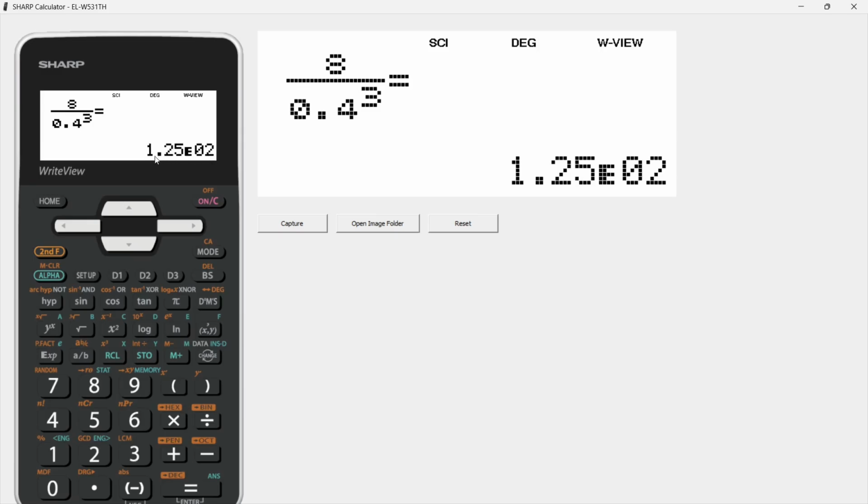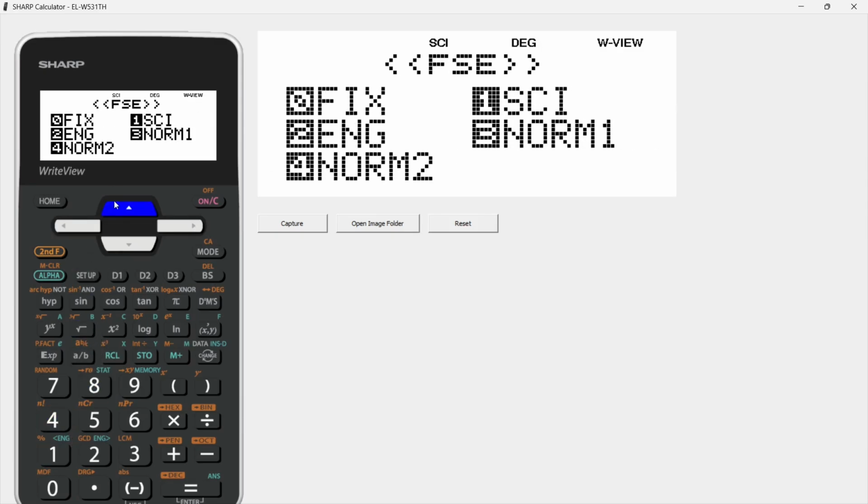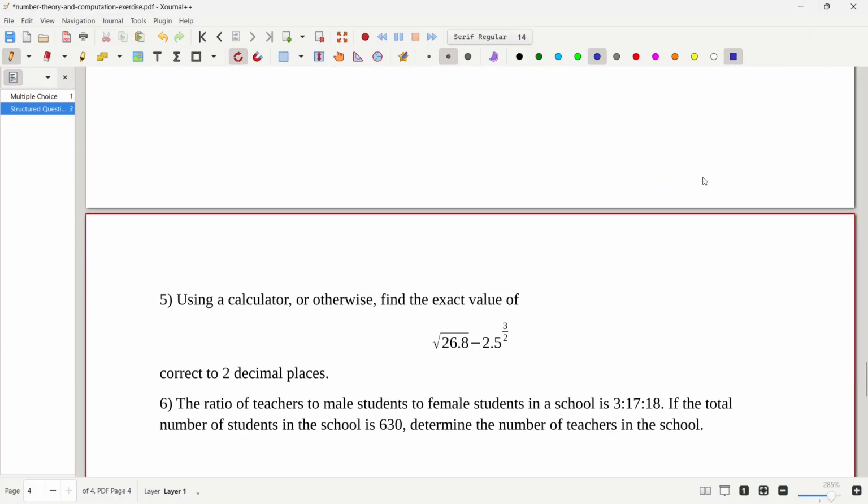Right, so I don't want my answer like this. I want my answer as a normal answer, so I'm going to go back to setup. I'm going to go back to FSC, since that's what I used to change it. 1, and then I'm going to set it back to normal, which is normal 1 for me most of the time, and I get my answer as 125. Let's see what else we have to do.